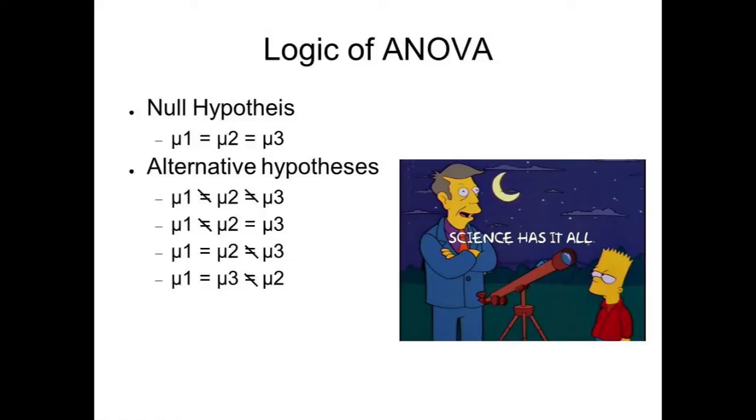Also, of course, if you have more than three groups, then you're going to have even more potential alternative hypotheses, and the null hypothesis will still just be that all those means are the same.